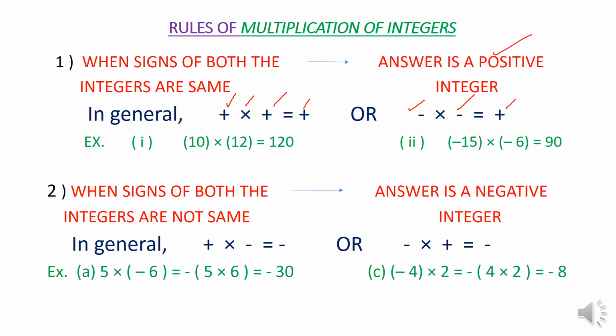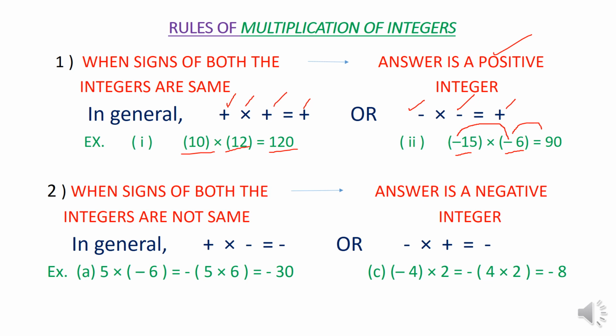So, for example, here 10 is positive, 12 is positive, that is why the answer 120 is also positive. That means plus 10 multiplied by plus 12, the answer is plus 120. Second example, here minus 15 multiplied by minus 6. This gives you a plus answer, because as we see, minus multiplied by minus, the answer will become plus.